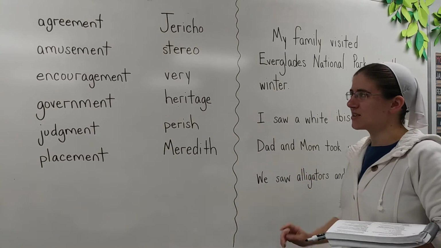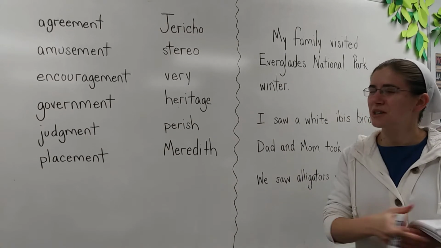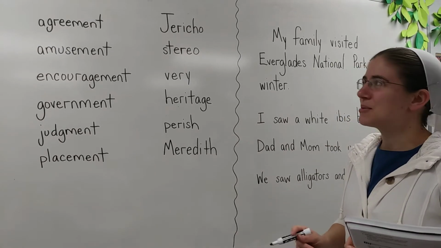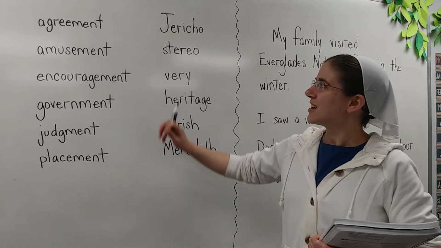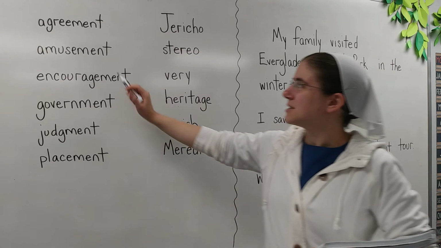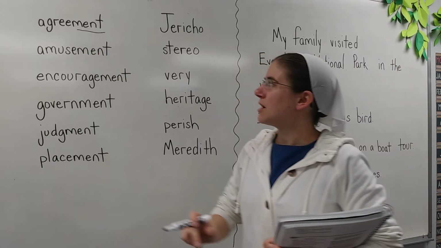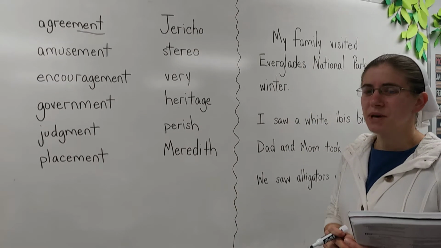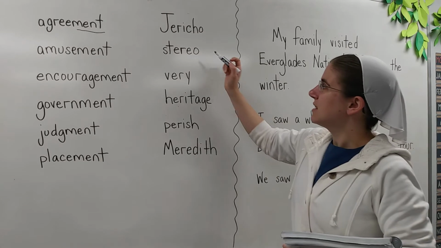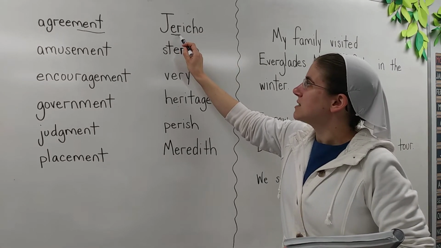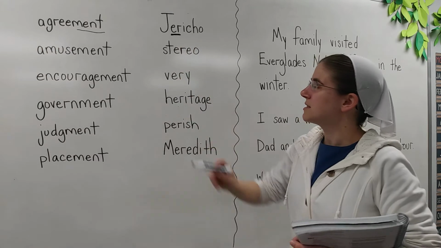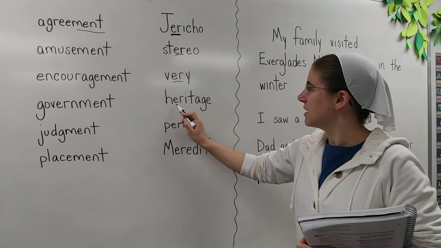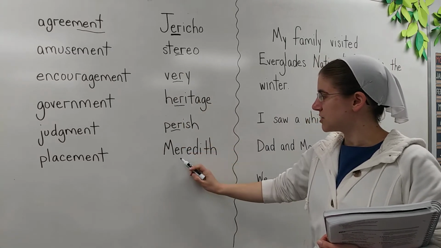So what did you find that was in common with the two columns of words? You guys can catch all my mistakes on these videos. So over here, every word ends with M-E-N-T. They all end with ment. Agreement, amusement, they all end with ment. And on this side, they all have E-R, says air. They have the air sound spelled with E-R. All of these words: stereo, very, heritage, parish, Meredith.